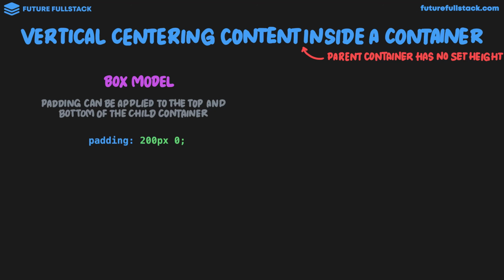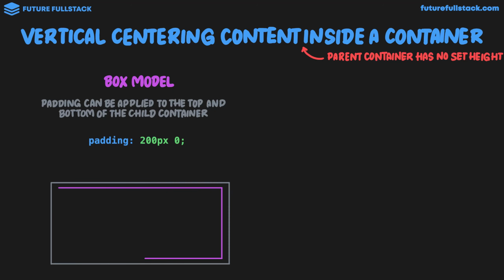Looking at this in diagram form, we have our browser, our parent container, our child container, and because our top and bottom value of padding is 200 pixels, there's 200 pixels being applied above our child container and below our child container. Now you will note the child container is also centered horizontally, so there's also padding applied left and right.